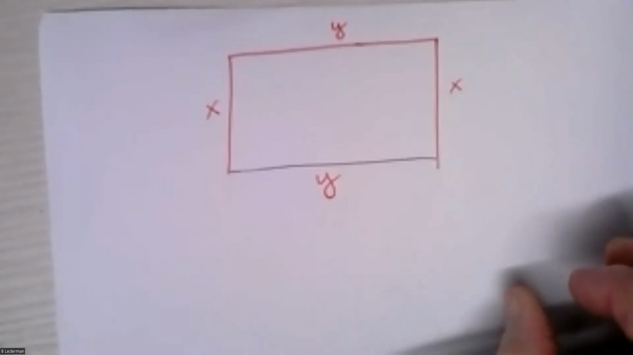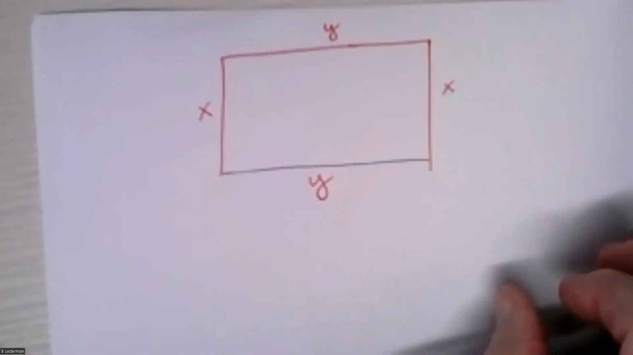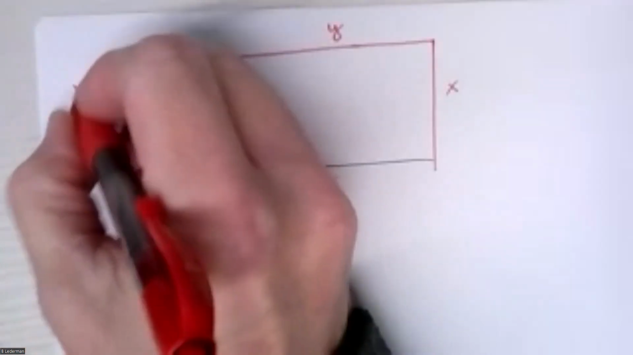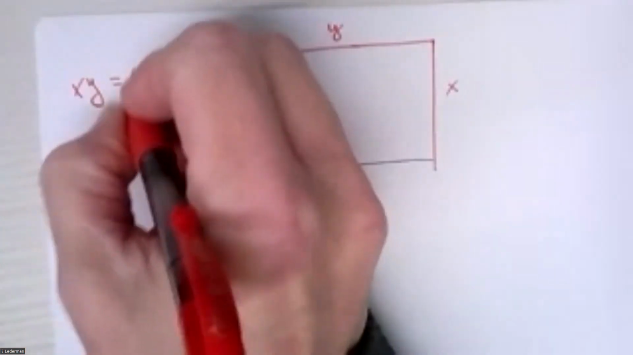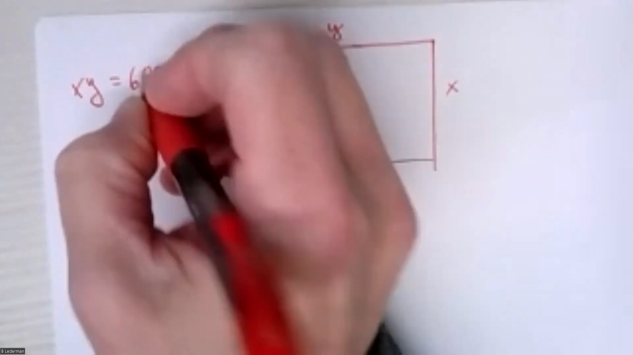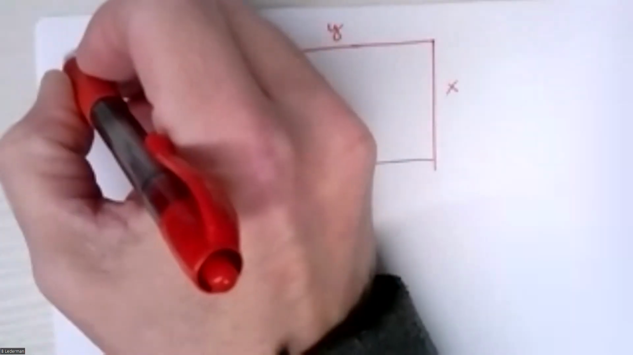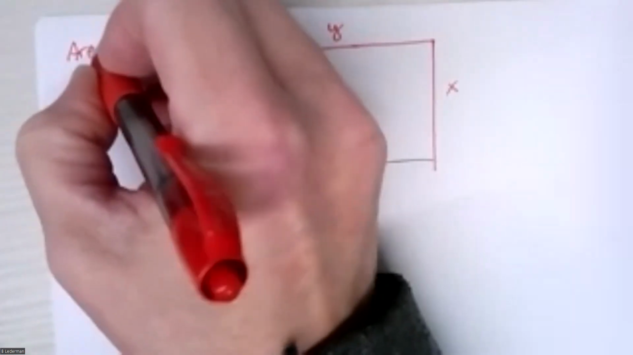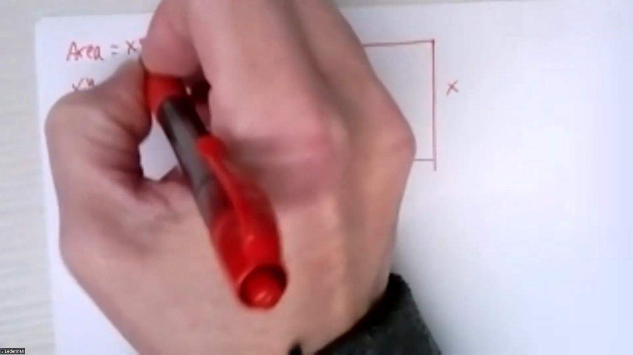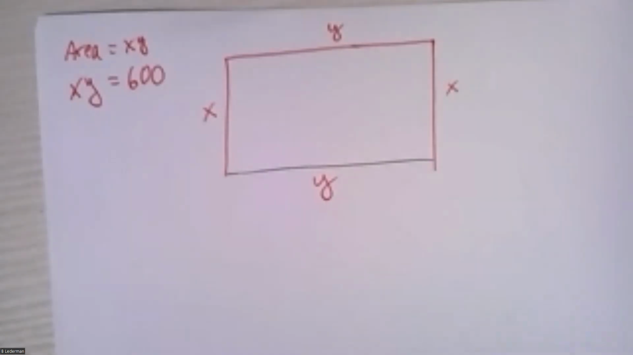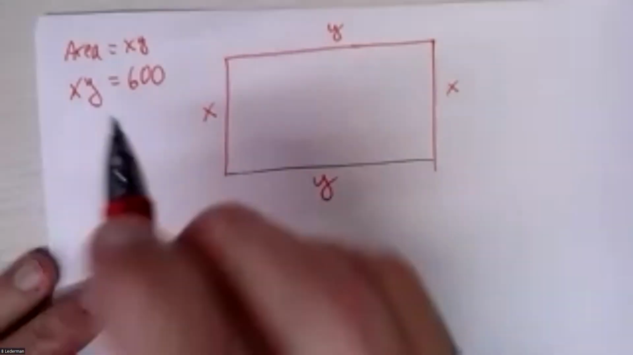The first thing they're telling us is that the area is 600. So X times Y equals 600. The area is X times Y, so the area is 600. That's the first fact that they're giving us.